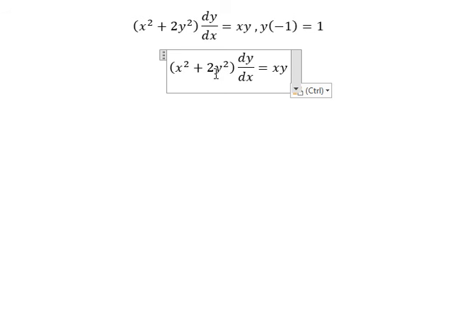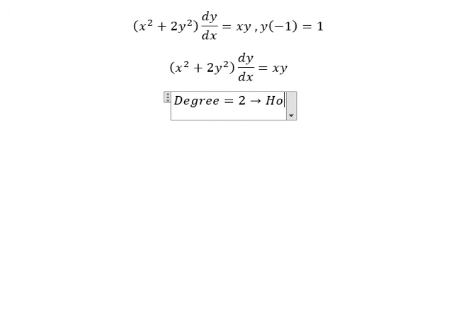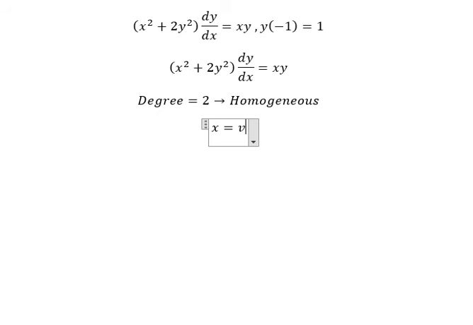We have x squared, y squared and xy. They are degree number 2. So we can use the homogeneous method. So we put x equals to vy in here.